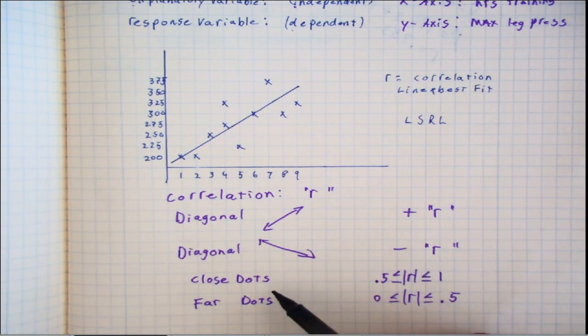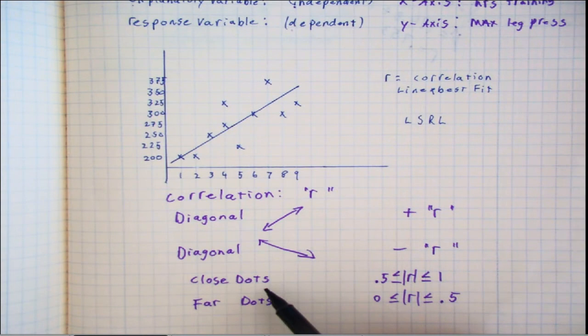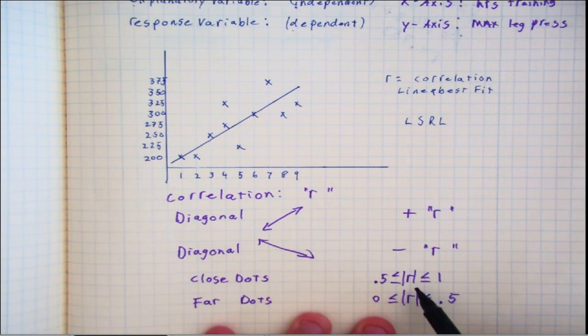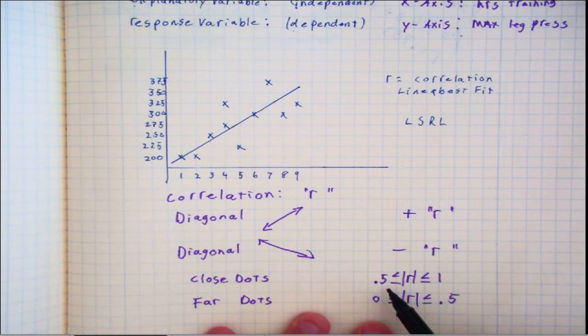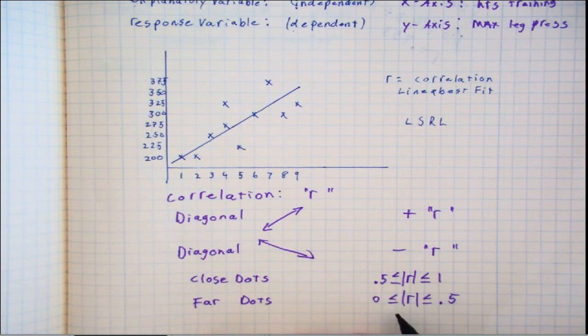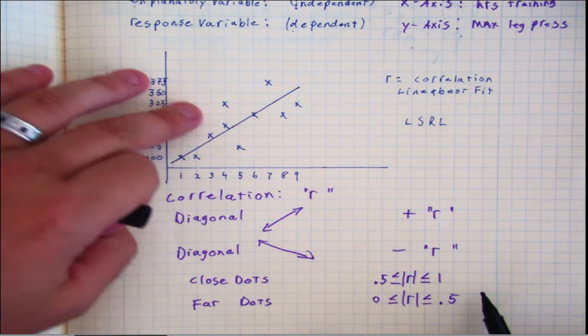Then the other thing that you're going to analyze about the scatter plot is if the dots are close, then that means your correlation coefficient is going to be close to 1. The closer the dots are to each other, the closer it is to 1, or -1 if it's falling, with 0.5 being about in the middle. And then if your dots are pretty far apart or pretty scattered, then that's going to be a number between 0 and 0.5. And obviously you can have a -0.5, because a -0.5 would fall from left to right.